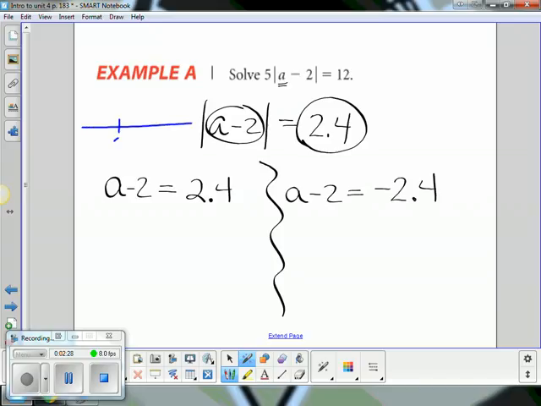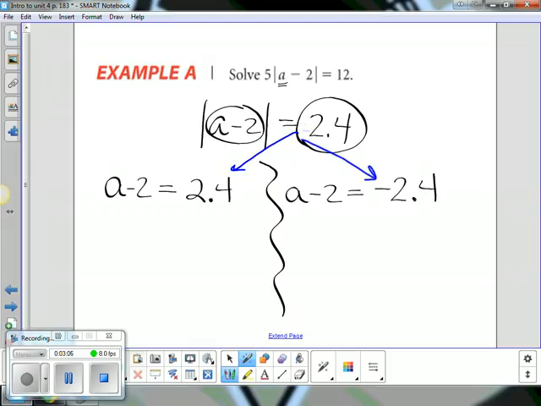Another way of looking at it is, if 0 is right here, how far away is 2.4 from 0? How far away? 2.4. Or, again, if 0 is here, how far away is negative 2.4 from 0? 2.4. That's the absolute value. So to solve for it in an equation, you basically take plus or minus and set up two equations to solve.